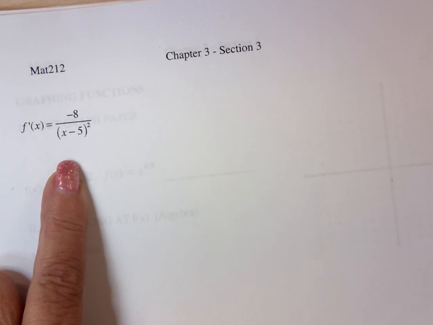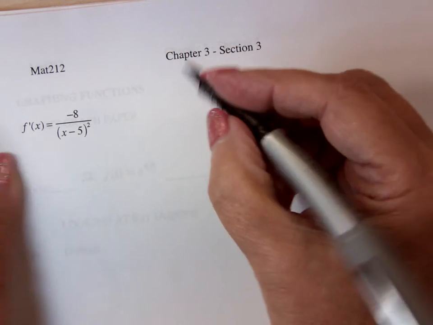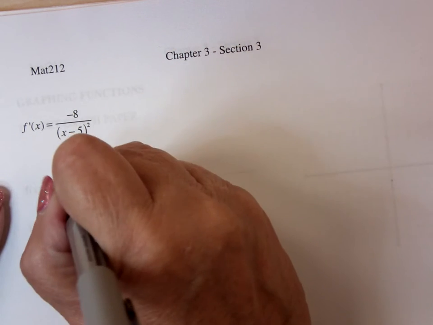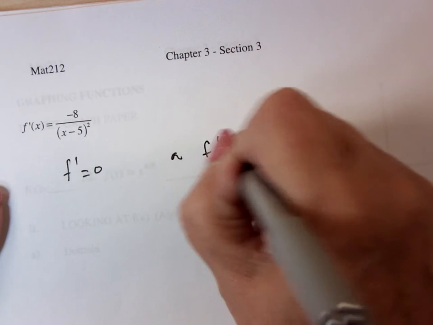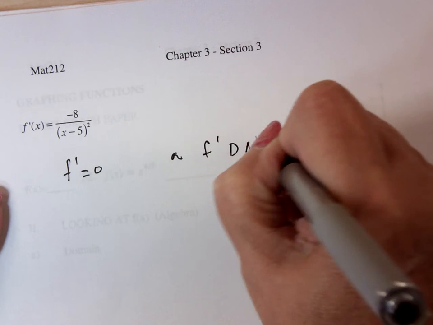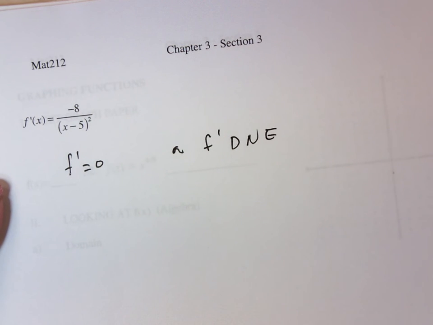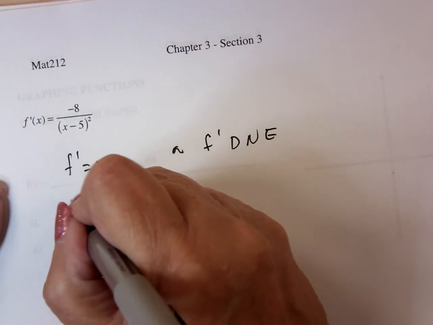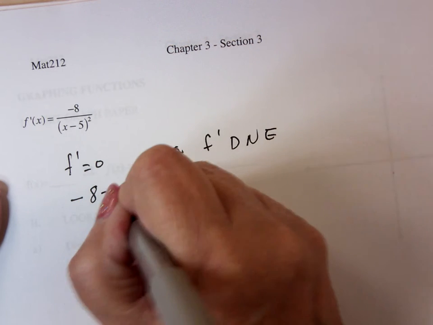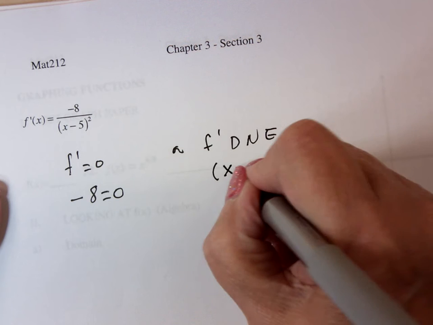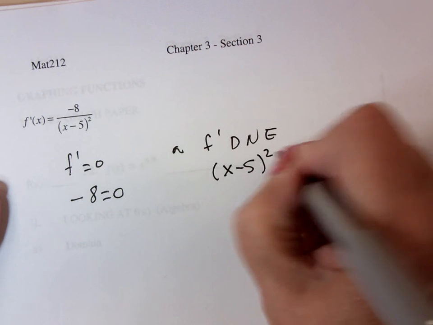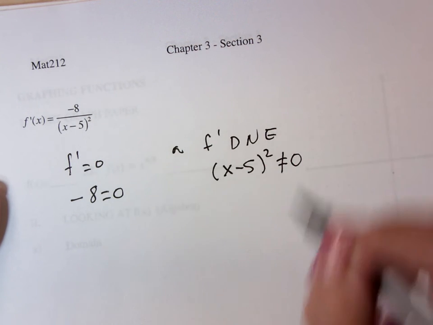Here's the derivative. F prime is negative 8 over x minus 5 squared. So what do I want? I want to know where f prime equals 0 or f prime does not exist. F prime equals 0 where the numerator is 0. F prime does not exist where the denominator can't be 0.